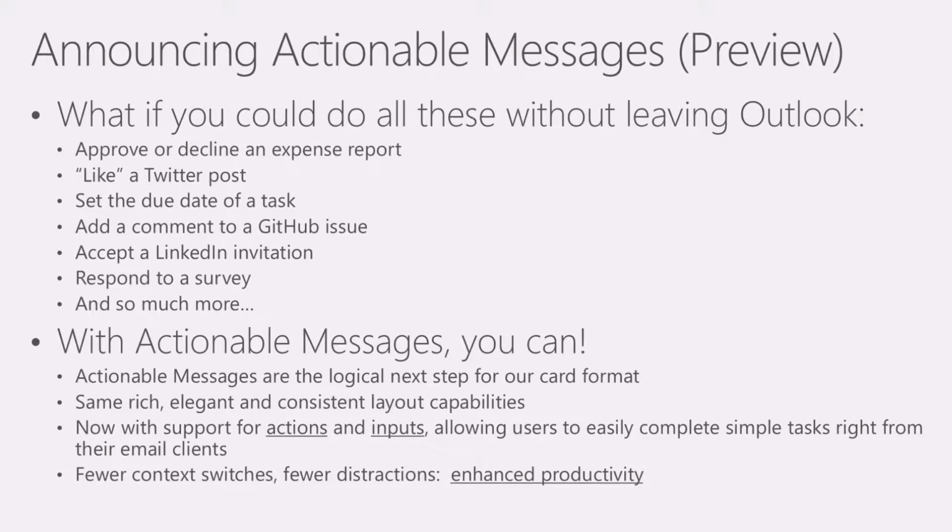So what if, you've probably all read the slide already, what if you could do such quick things as accepting or approving an expense report, retweeting, liking a Twitter post, maybe adding a comment to a GitHub issue, that kind of stuff. What if you could do that right inside Outlook without leaving the client, without having to navigate to another site? Well, that's exactly what we're going to allow you to do with Actionable Messages.